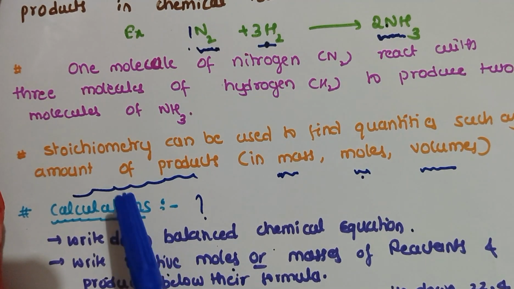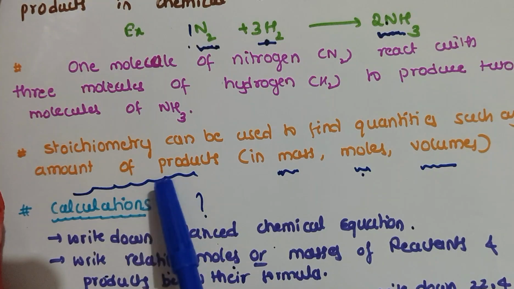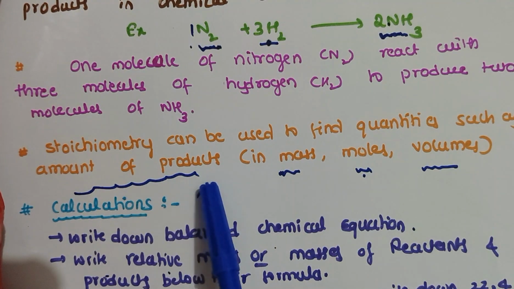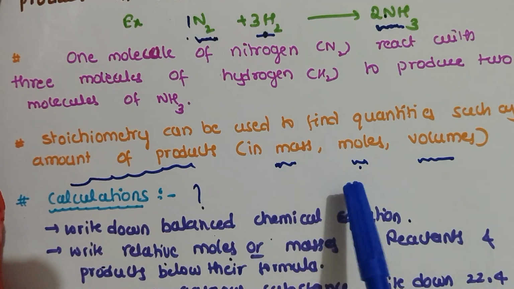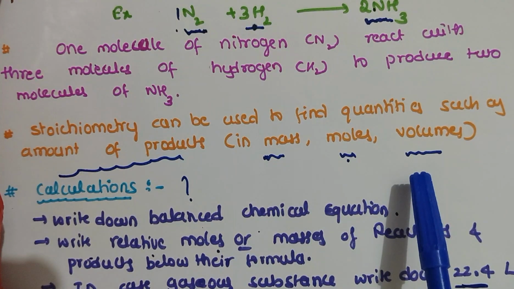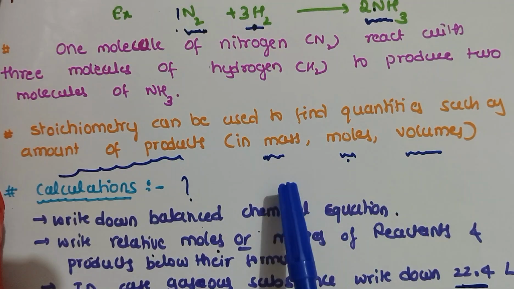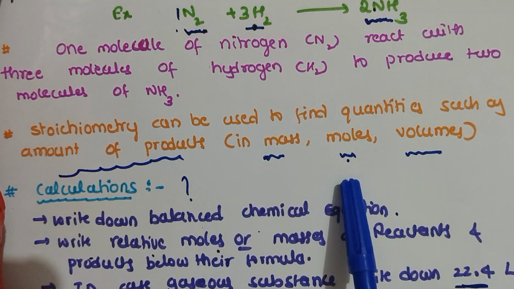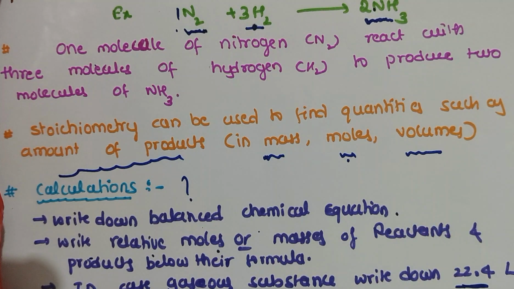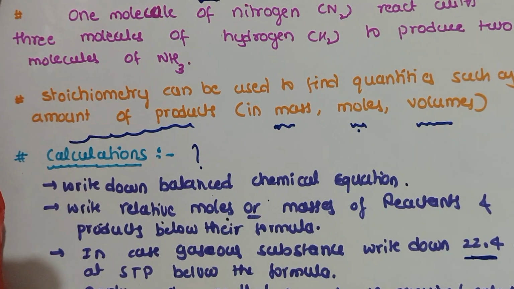Stoichiometry can be used to find quantities of products in terms of masses, moles or volumes. Here we are going to calculate the amount of products in terms of mass, moles or volumes. Sometimes they may ask for the quantities or amount of reactant also. Next we have to move towards calculation.